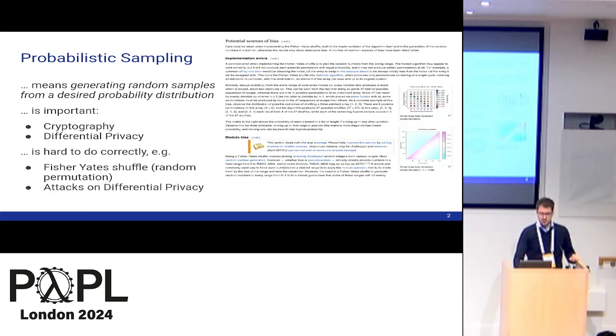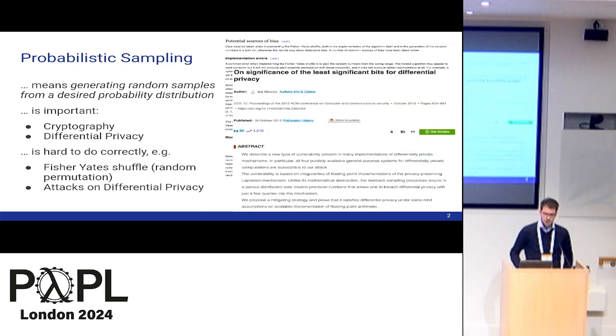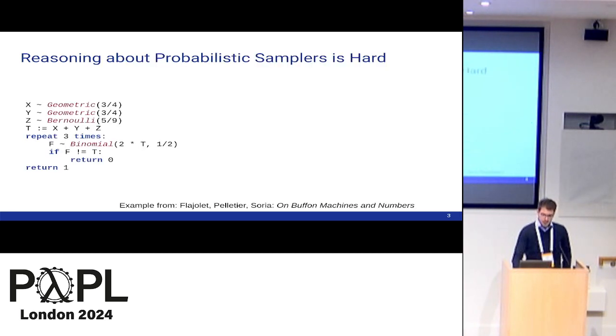The first one is the Fisher-Yates shuffle, which samples a random permutation of a list. If you look at the Wikipedia article, it has a whole section on potential things you can do wrong and that people have done wrong in the past. Another example is differential privacy, which also needs probabilistic samples from specific distributions. This paper describes an attack on differential privacy that was caused by a very subtle implementation error for a sampling algorithm that was proven correct on paper mathematically, but there was a subtle mistake in the implementation that completely destroyed differential privacy. So why is this hard to get right?